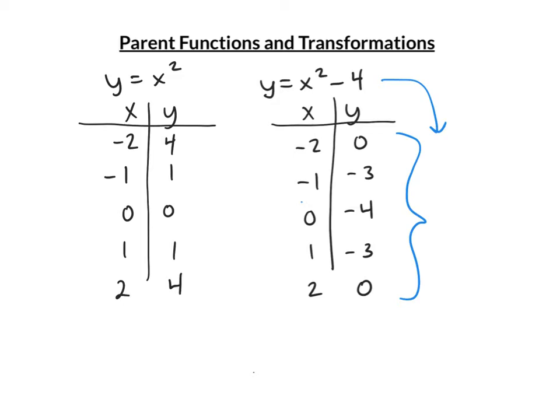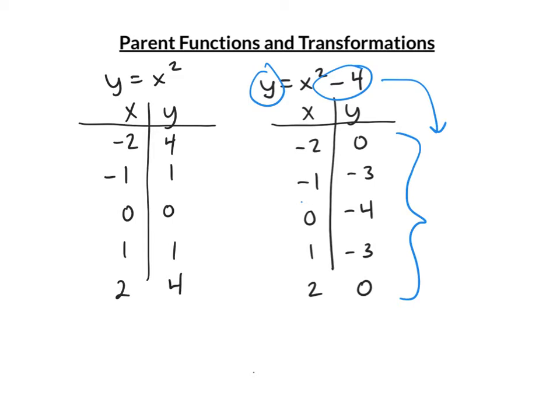Here's our first transformation we're going to look at. Notice how I have y equal x squared minus 4. There's no parentheses. And all that minus 4 does is decrease y by 4. Y is affected. The y values go down by 4. What I plug in for x doesn't change, but y will go down by 4.